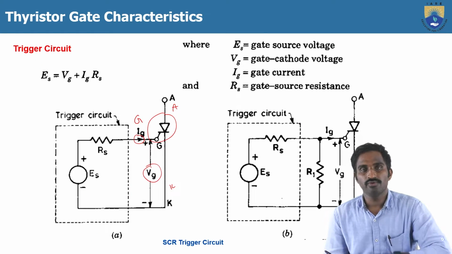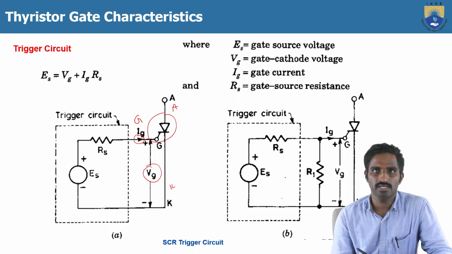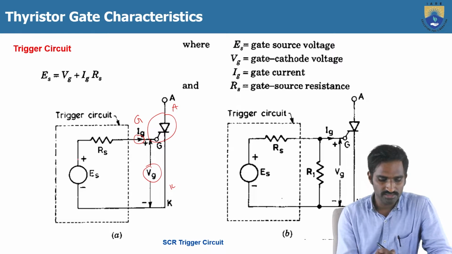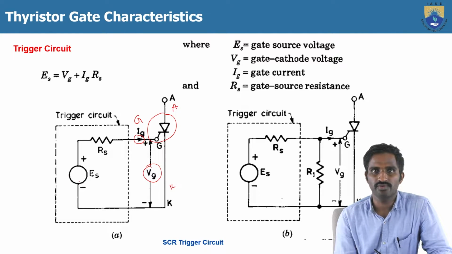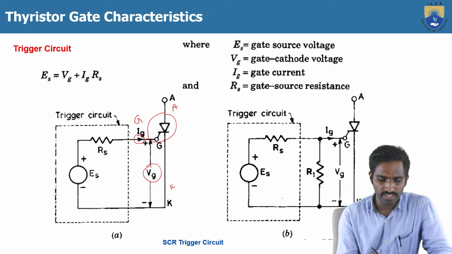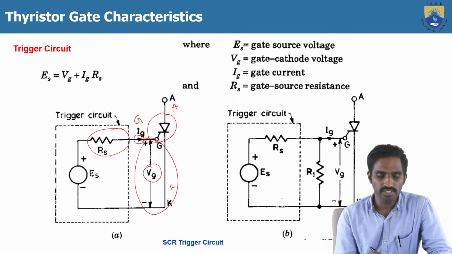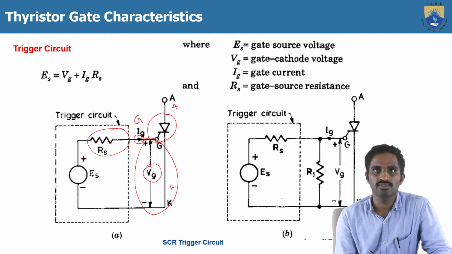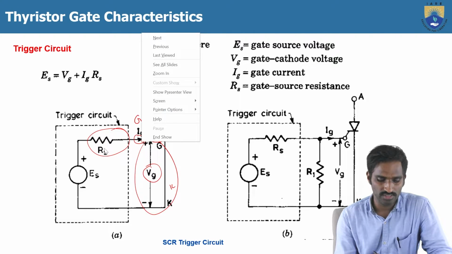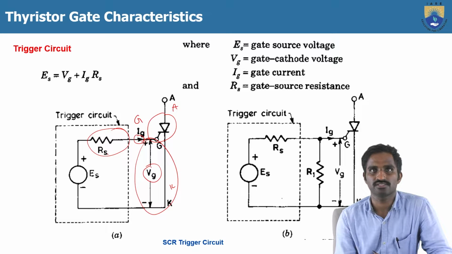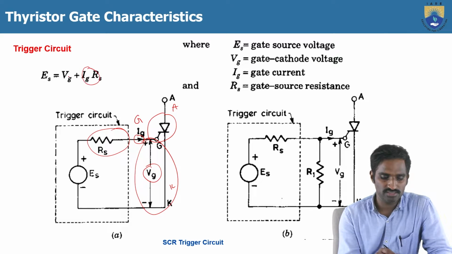And here, if you go through the circuit, again the triggering circuit, then ES, which is the source voltage that we apply across the gate and cathode, is equal to the voltage across this resistor plus the voltage across these two terminals, the gate and the cathode terminal. The current flowing through the resistor is IG, and the resistance of that particular resistor is RS. So IG into RS plus VG.